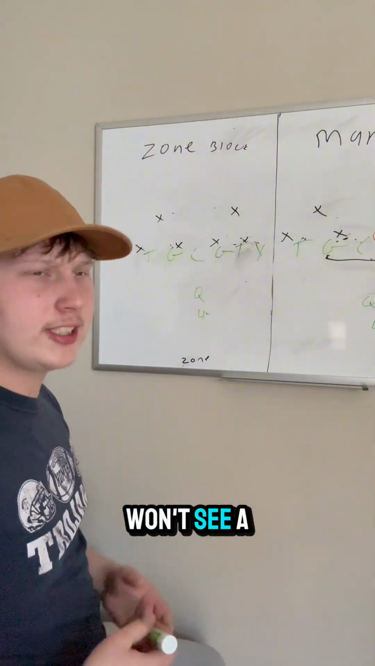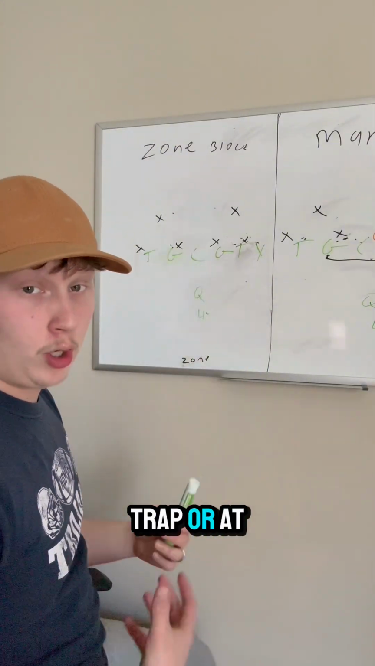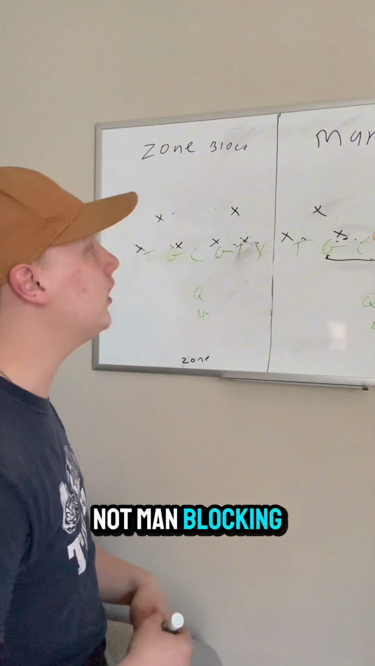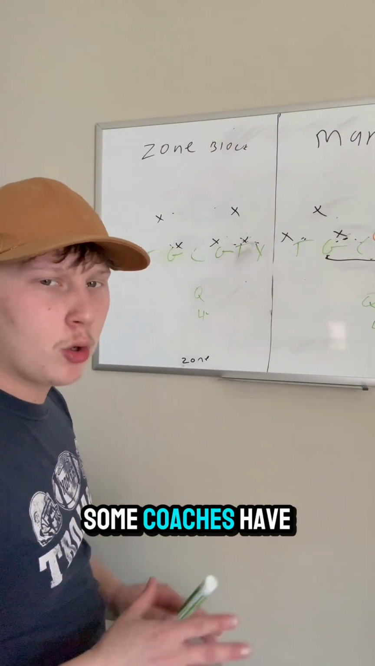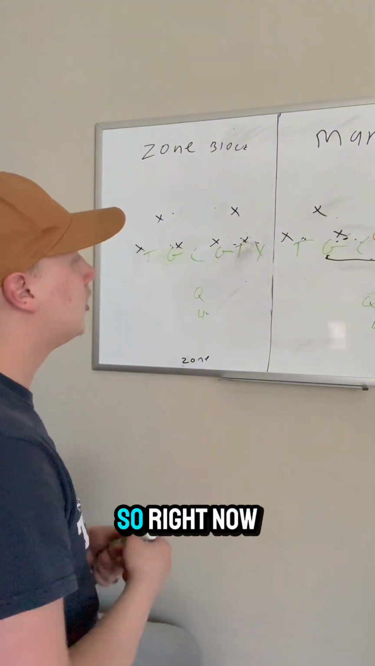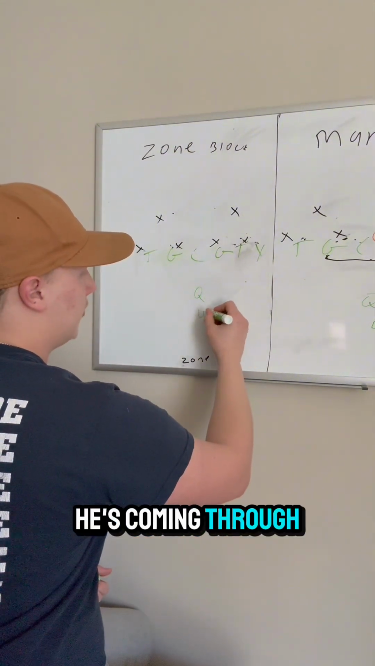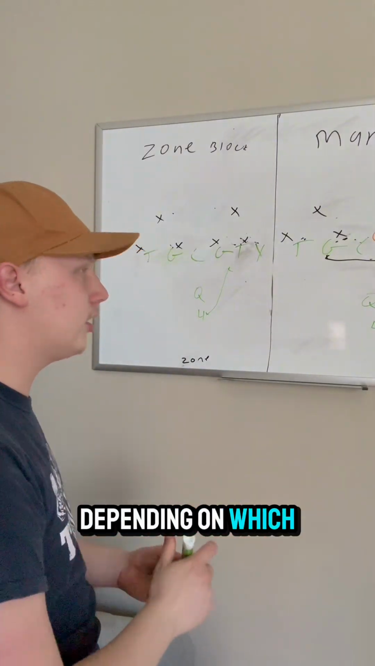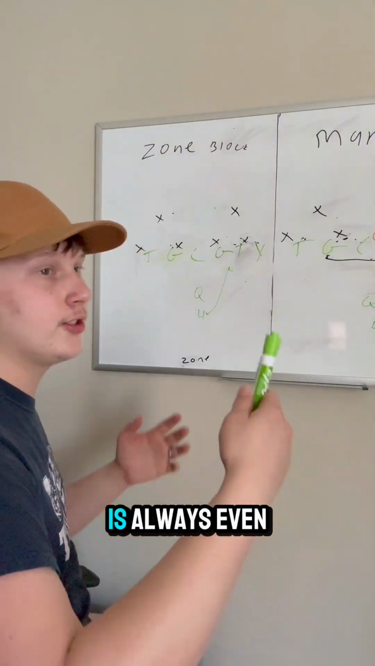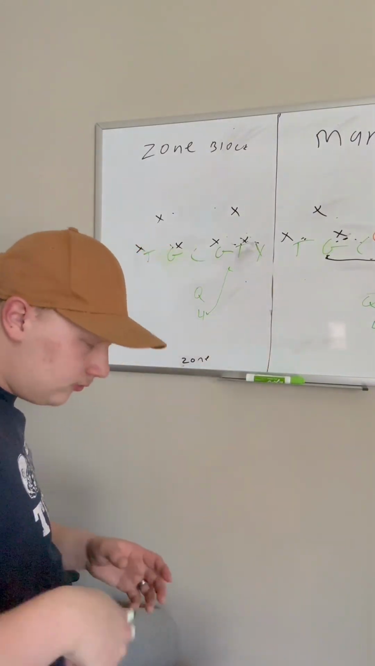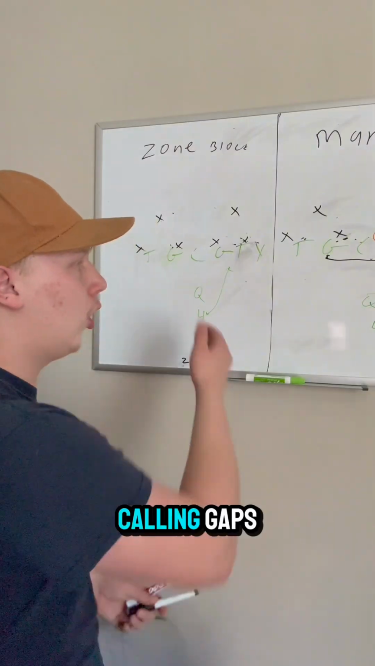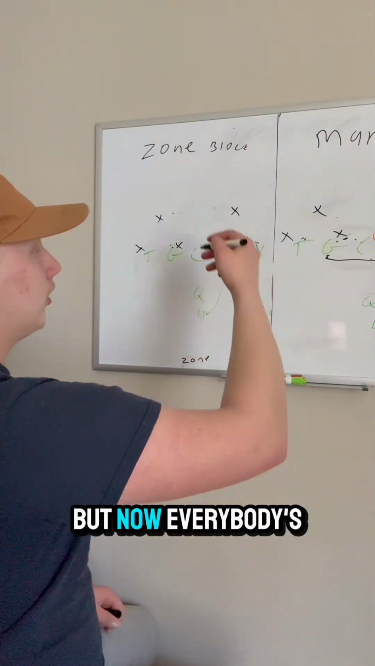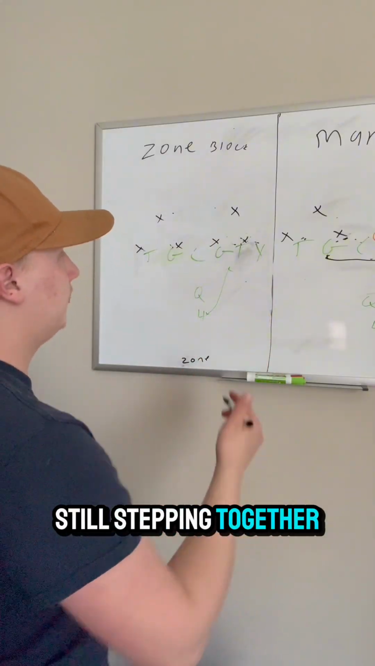now we probably won't see a lot of trap, or at least I haven't seen trap in zone, only because we're not man blocking. But I'm sure some coaches have their way of coaching it. So right now we're just going to say he's coming through the 4-hole, or it could be the 5-hole, depending on which side of the ball it is. For us, right is always even numbers. And coaches are going to have their different way of calling gaps.